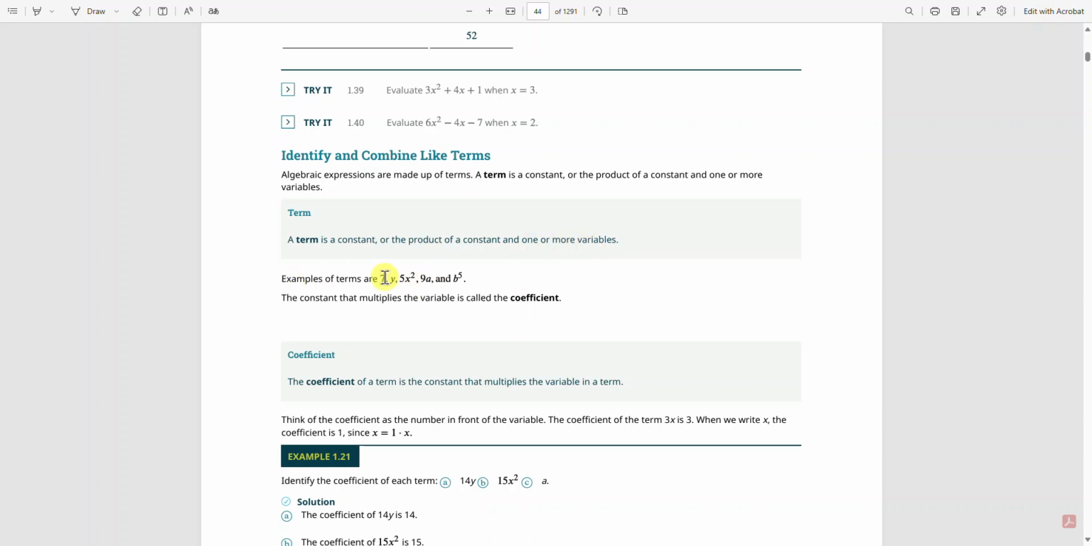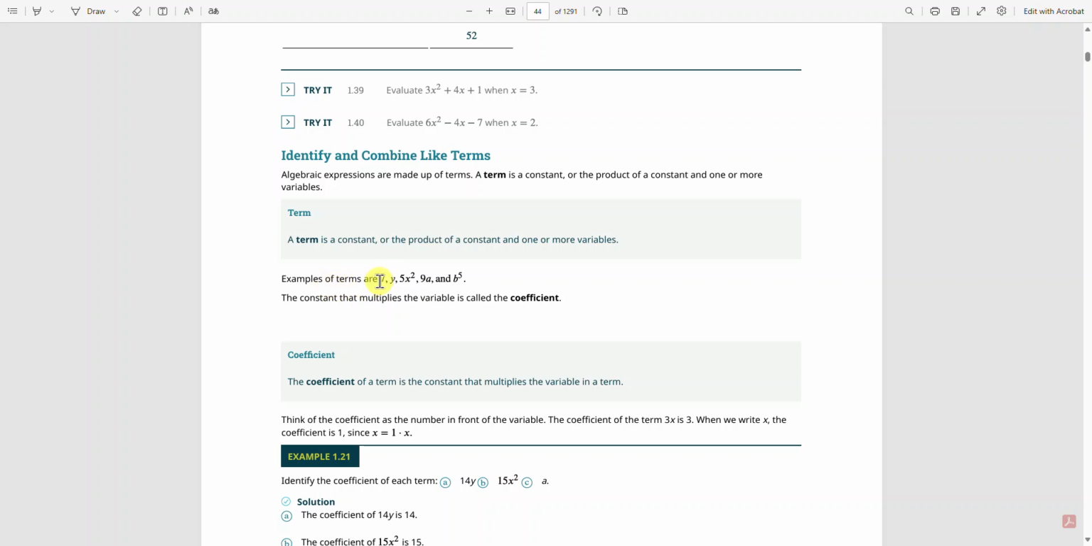So examples of terms are listed here, and we can see that some of them can be simple, like the number 7 or the letter y. Some of them can be more complicated, like 5 times x squared. Here we have 9a, and here we have b to the 5th power. Each one of these quantities separated by commas is a term.